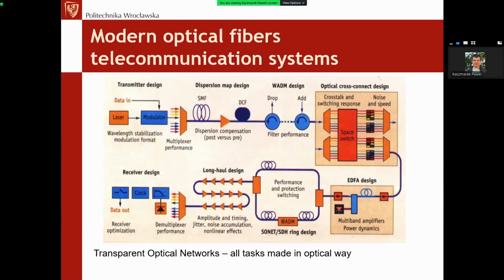Regarding modern optical fiber telecommunication systems, an additional property of such a system is important. I mean the optical transparency of such a system. We have a system which doesn't have conversion from the optical signal into an electrical signal and vice versa in any place of our network. The only conversion from electrical to optical and optical to electrical is at the transmitter and receiver, and nowhere else. The other components of the network are fully optically transparent.